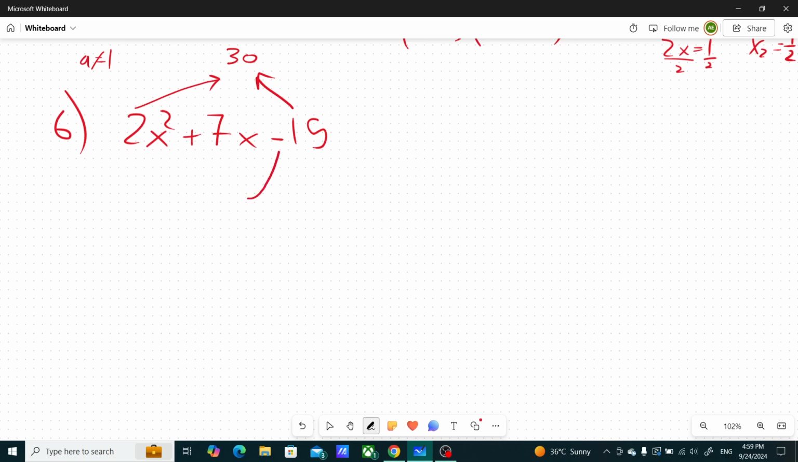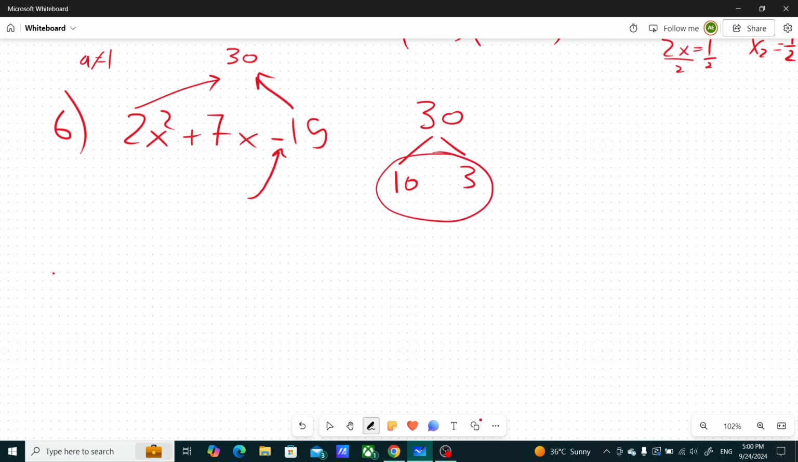Second step is I'm going to look at this sign. Since it's a minus, I'm going to take 2 factors of 30 that subtract to 7. So what 2 factors of 30 subtract to 7? Let's check. 30 divided by 5 is 6, no. 30 divided by 15 is 2. Divide by 10, yeah. So 30 is 10 times 3, and I know that the difference between 10 and 3 is 7, so these are my 2 factors.